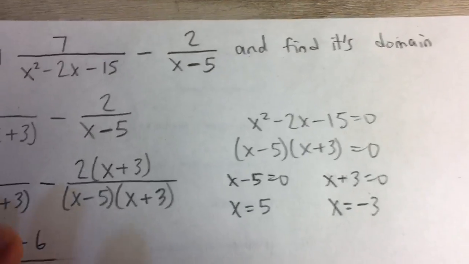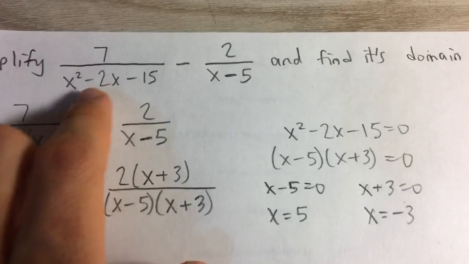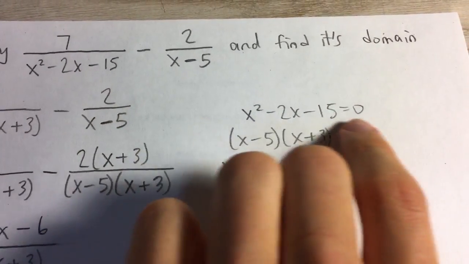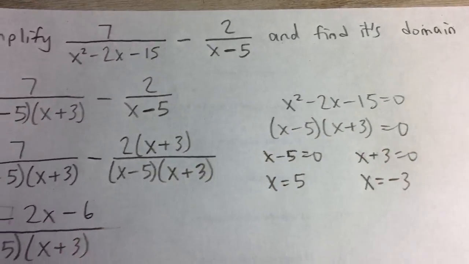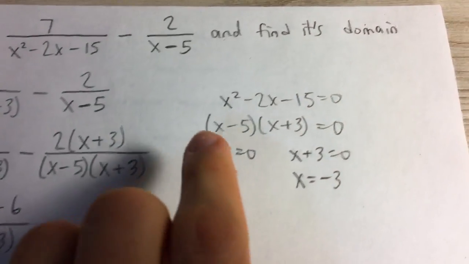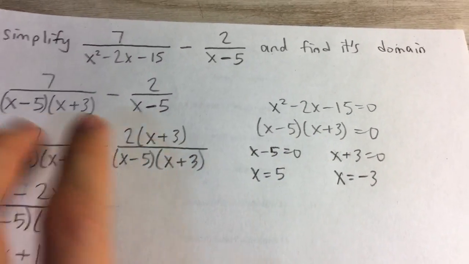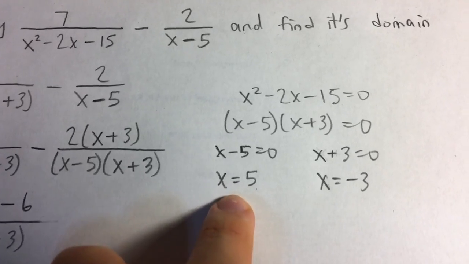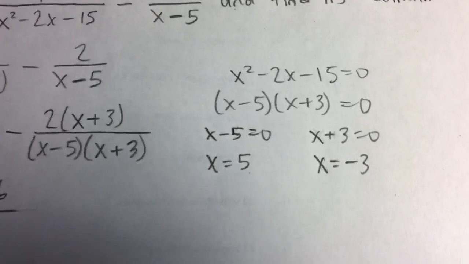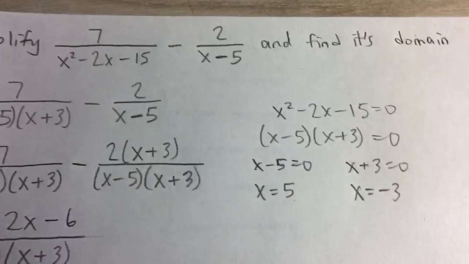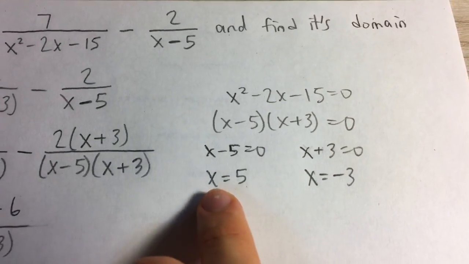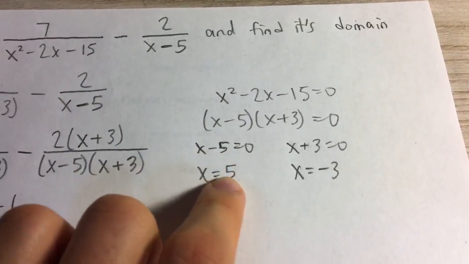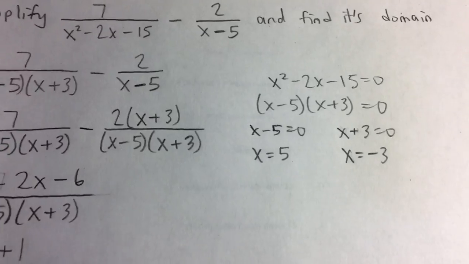And as for the domain, well, the only restrictions would be if the denominators were equal to 0. And so our first denominator, if we set that equal to 0, you can see you can factor into each factor, x minus 5 and x plus 3, just like we did over here. And if you set each one equal to 0, we can see x equal to 5 and x equal to negative 3 is not in the domain of this expression. And I didn't actually include the x minus 5 because we already set this equal to 0 and said x equals 5. So it's kind of a little bit redundant.